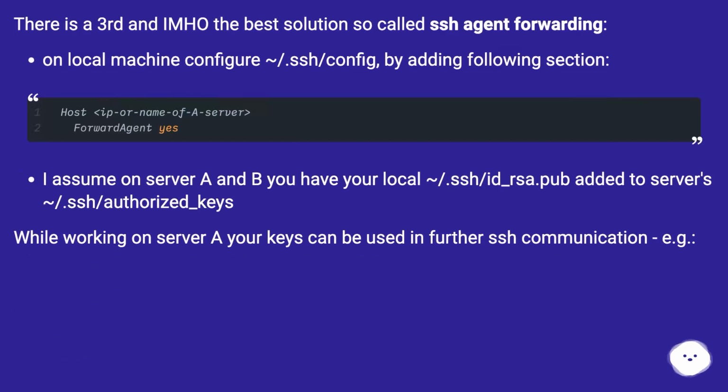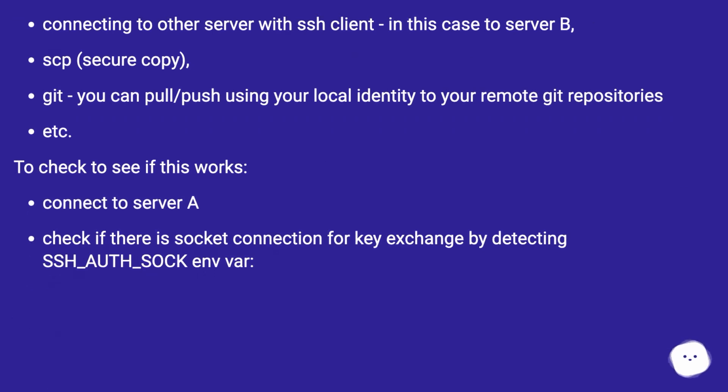There's a third and, IMHO, the best solution, so-called SSH agent forwarding. On your local machine, configure ~/.ssh/config by adding the following section. I assume on server A and B you have your local ~/.ssh/id_rsa.pub added to the servers' ~/.ssh/authorized_keys. While working on server A, your keys can be used in further SSH communication, e.g. connecting to another server with an SSH client, in this case to server B.